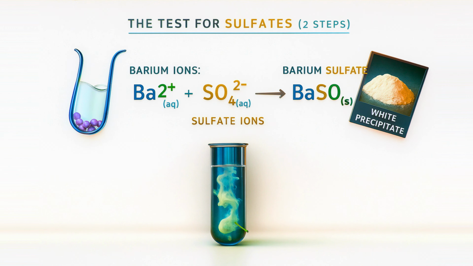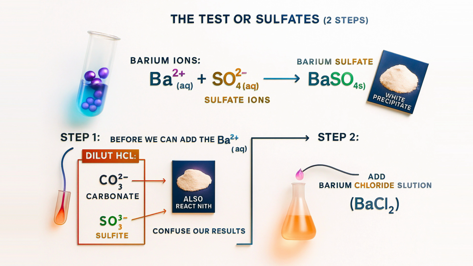Next, we move on to testing for sulfate ions, which also requires a two-step procedure. The scientific basis here is that barium ions react with sulfate ions to form barium sulfate, an insoluble compound that appears as a white precipitate. However, before we can add barium ions, we first need to eliminate potential interfering substances by adding dilute hydrochloric acid to the sample. This acid helps to remove impurities such as carbonate and sulfite ions, which might also form white precipitates and cause a false positive result.